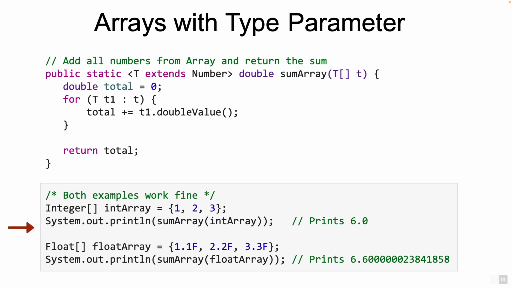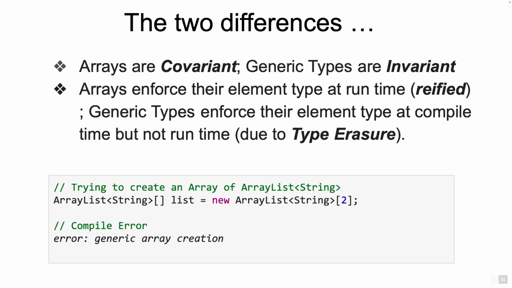You can see that sumArray is called with an integer array as well as a float array, and both work fine. So by now, we know the two main differences between arrays and generic types. Arrays are covariant, generic types are invariant. Arrays enforce element type at runtime, which is reified, and generic types enforce their element type at compile time, but not runtime, due to type erasure.